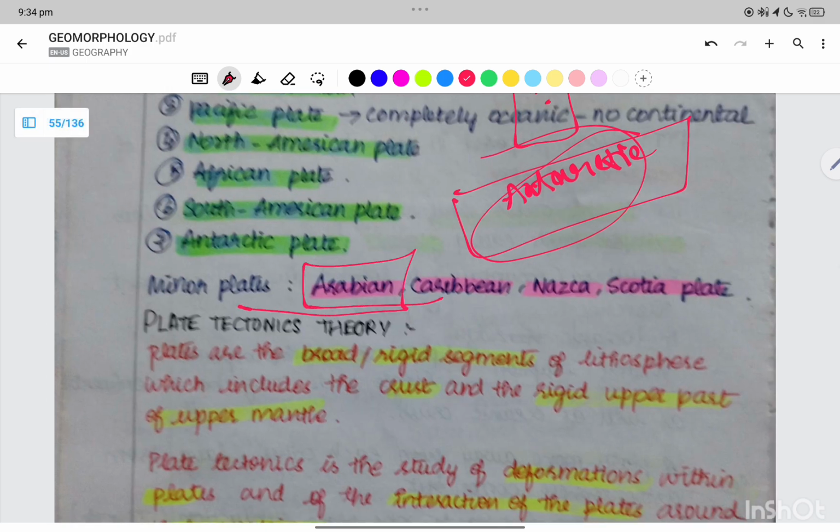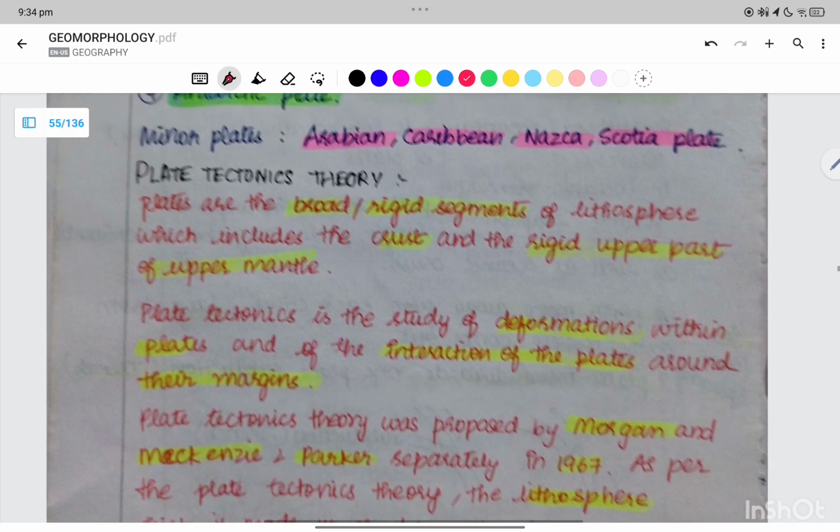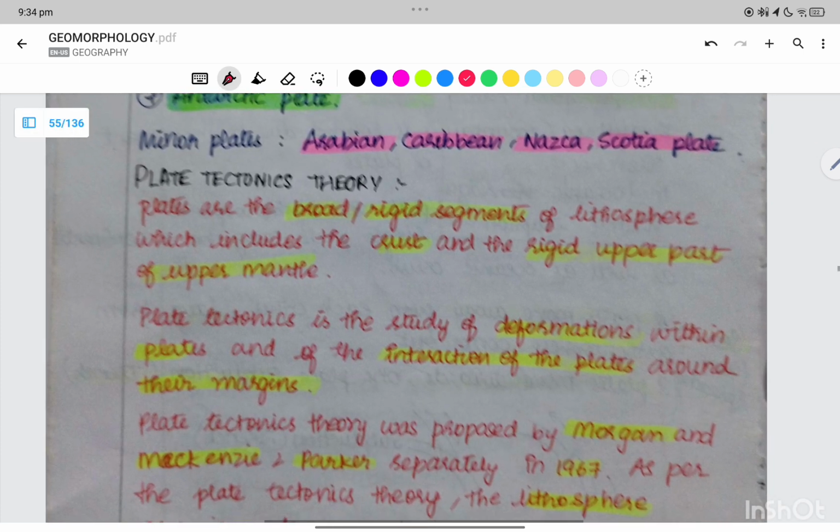Minor plates include the Arabian plate, Caribbean plate, Nazca plate, and Scotia plate.